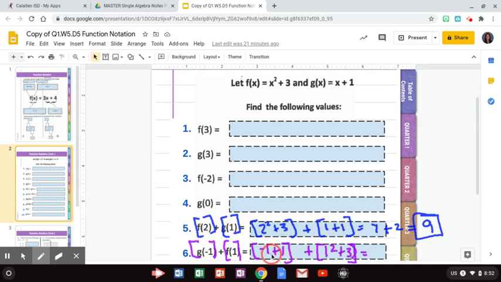And now we work out. Negative 1 plus 1, that's just 0, plus we have 1 squared, that's 1, plus 3, so that's 4. So 0 plus 4 gives you 4.